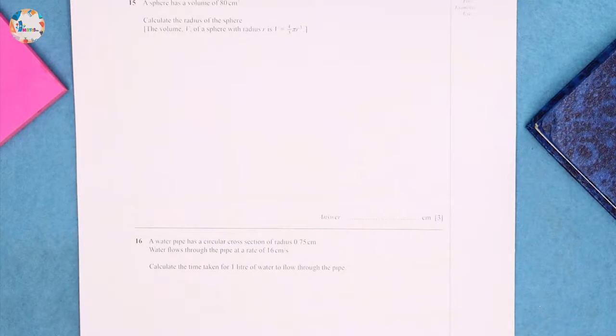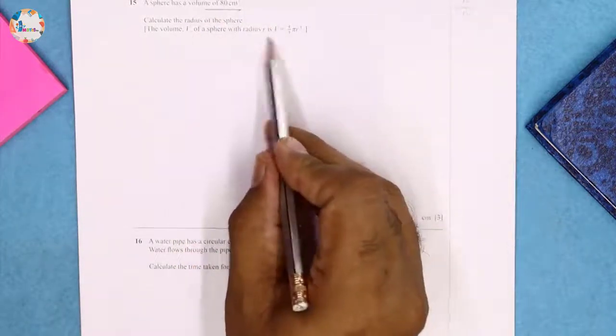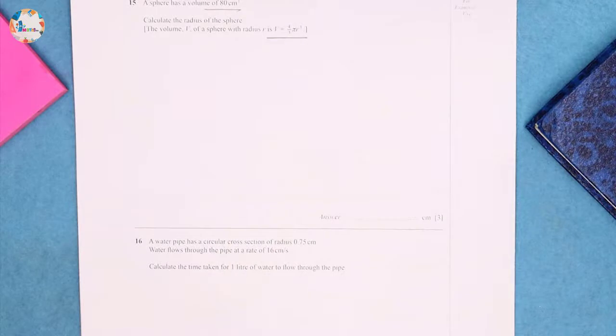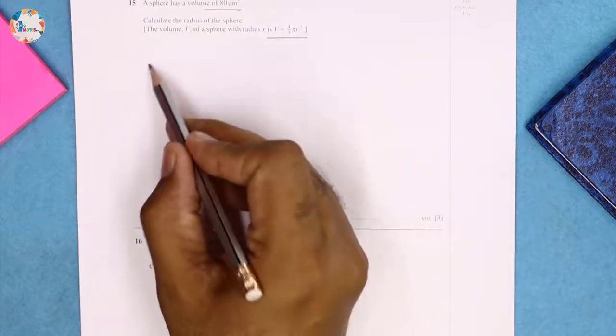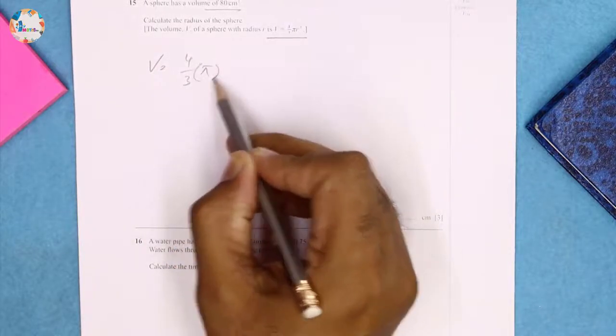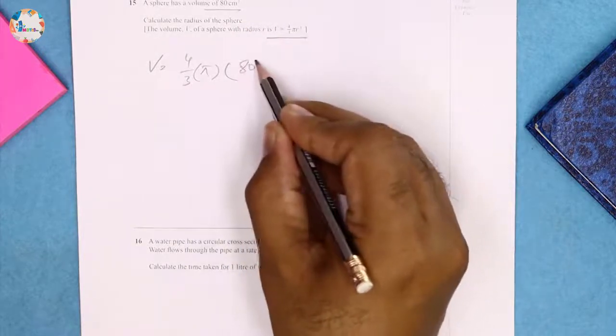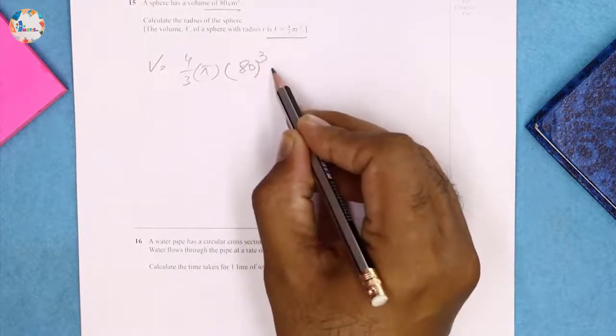Question number 15. A sphere has a volume of 80 centimeter cube. This is the volume of the sphere. Calculate the radius of the sphere, and the volume to radius formula they have provided to us. So we have to just replace in the formula. So V is equal to 4 by 3, replace values, so we'll be replacing in brackets. So R will be 80, so 80 cubed, like this one.